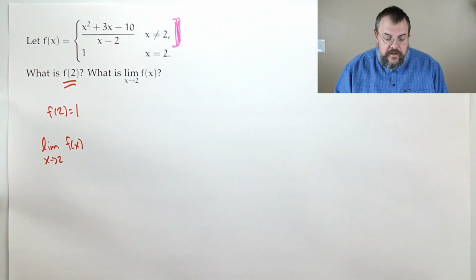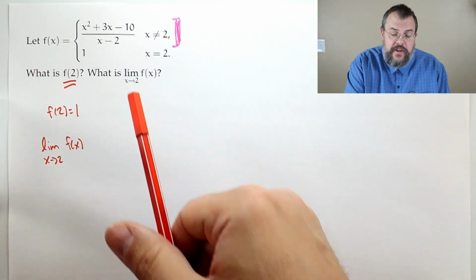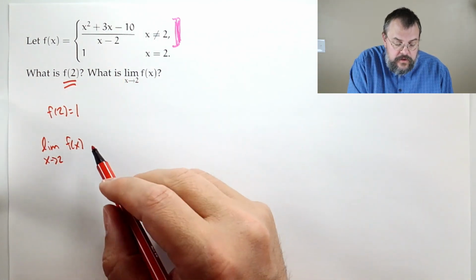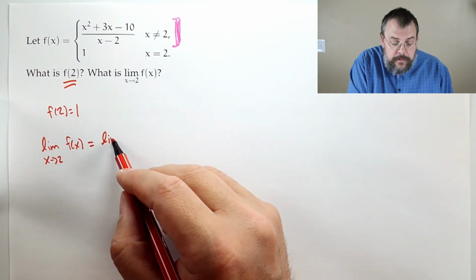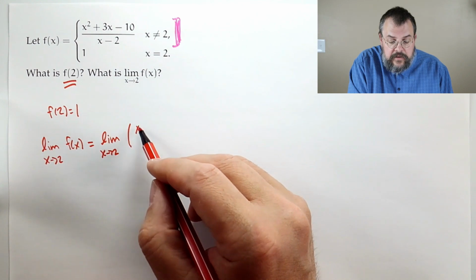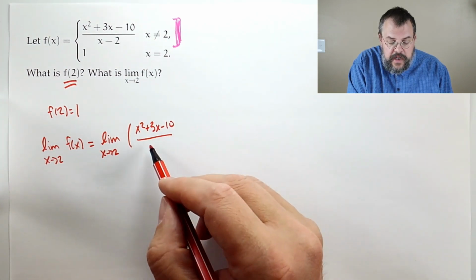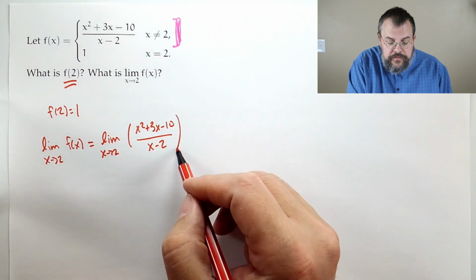Okay, so that says what happens is I can replace f of x by this expression. So we get that this is the limit as x goes to 2 of x squared plus 3x minus 10, divided by x minus 2.